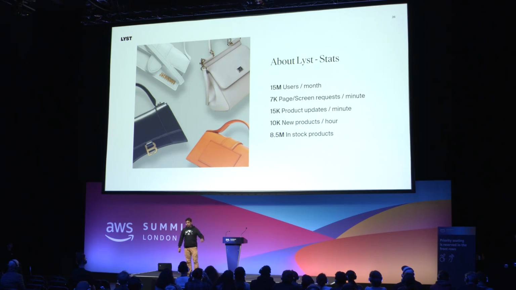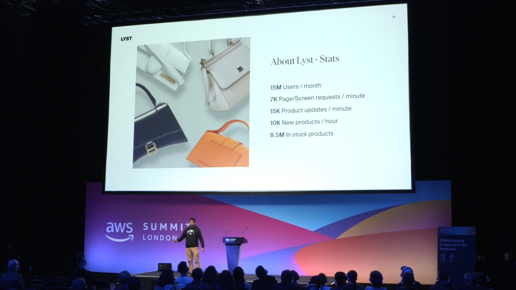So a couple more stats. I think the key ones here are the rate of product updates. We're getting updates from our retailers, our partners, all the time. We're getting 15,000 product updates every minute. We're getting 10,000 new products every hour, products that have never been seen before on our site. So why are these relevant?